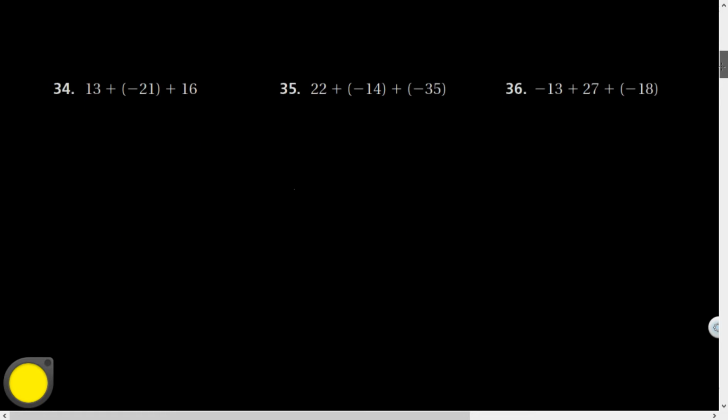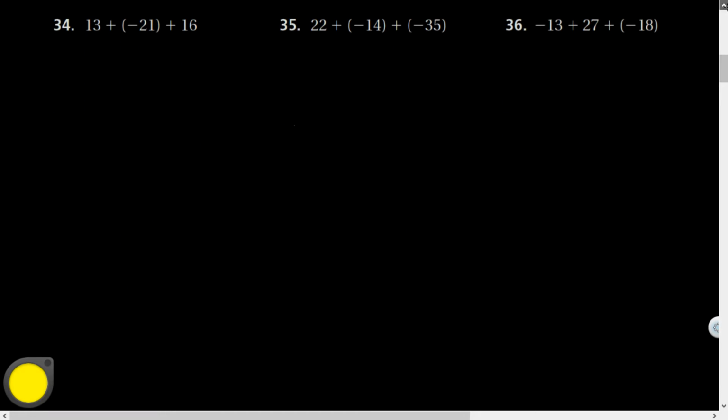Let's see. I'll do one of these. Which one do you want me to do, guys? What's a good one here? 35, okay. Now, when I do these, I'm going to do these one operation at a time. So I'm just going to focus on this right here. 22 and negative 14, their signs are different, so I subtract them. So 22 minus 14 is 8. And who was more influential?